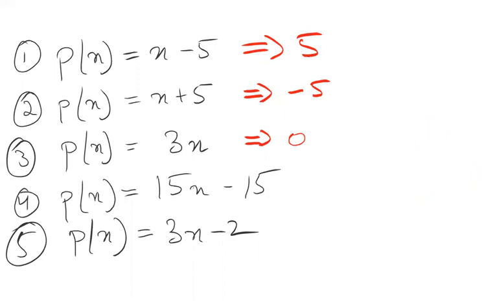15x, well, this is pretty easy. This x will be 1 because 15 minus 15 will give me 0. This must be a bit tricky. So, what value of x should I keep? Basically, how do you think about this question?